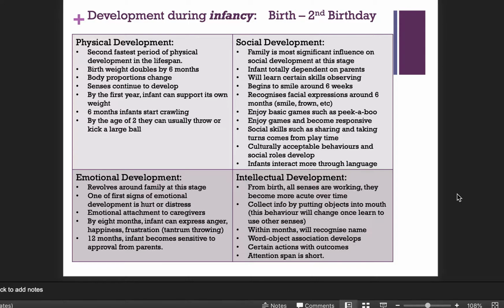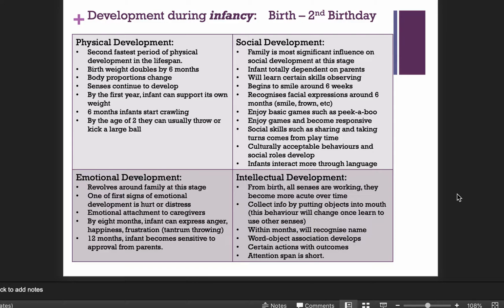Senses develop. We're starting to understand between birth and that second birthday: what am I hearing? What am I tasting? What am I feeling? And then by the end of that first year, and I know I mentioned this, supporting your own weight, balancing, starting to walk, starting to crawl. And then if you want to start linking to PE, by that second birthday, they should be able to throw and kick, which is starting to really develop those fundamental movement skills.